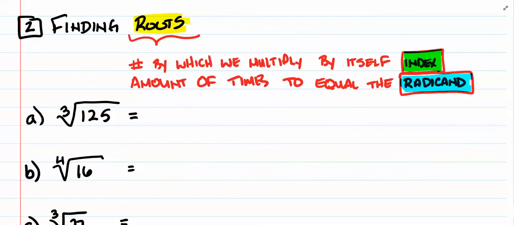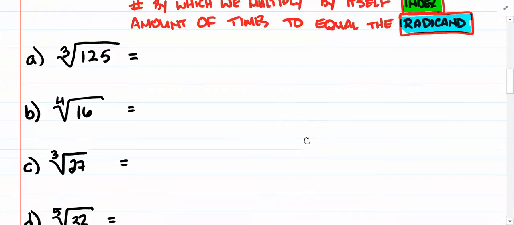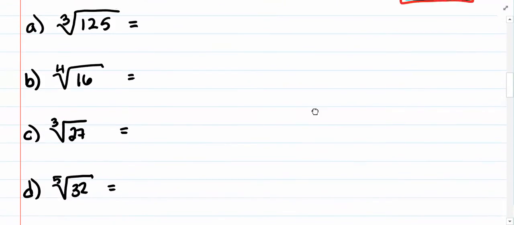Box number 2 is all about finding a root. I'm not sure if anyone's ever explained to you what a root actually is, but a root is the number by which we multiply by itself the index amount of times to equal the radicand. I'll say that again: it's the number by which we multiply by itself index amount of times to equal the radicand. So let me give you a bunch of examples of finding roots.